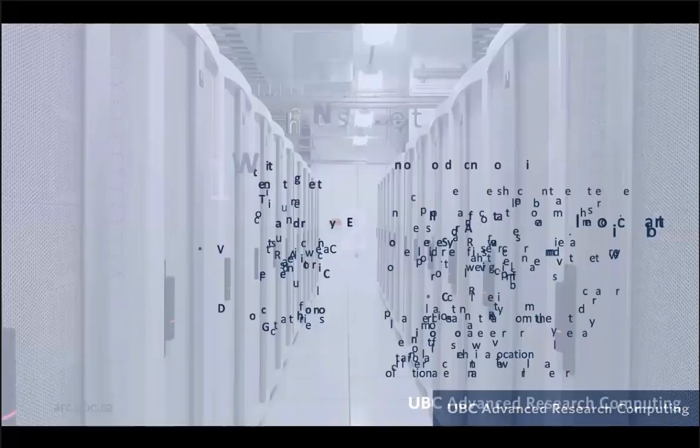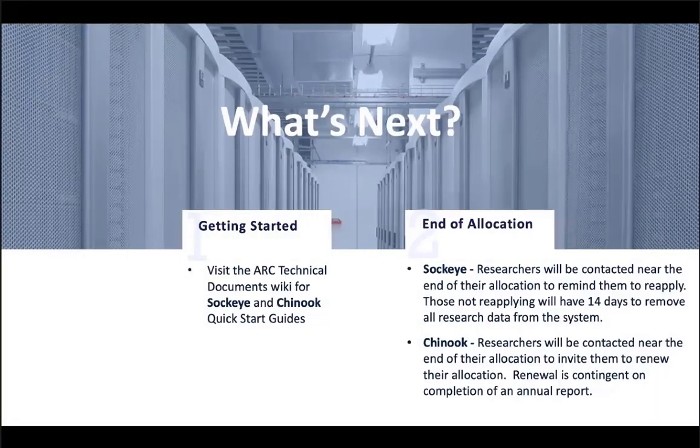Moving on, what's next? You've got your allocation, you're ready to start using our system. How do you do it? You visit the ARC website for our technical documents wiki, which is fantastic and has a load of information: quick start guides, all the technical details about how to run jobs, how to schedule jobs, and documentation on using Globus for Chinook. A wealth of information, and always reach out.